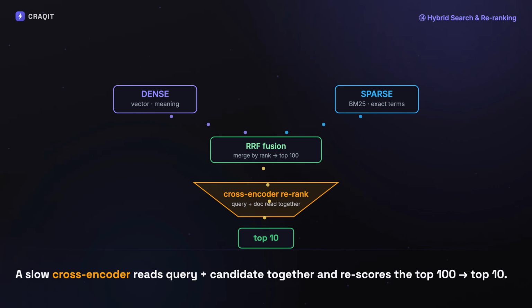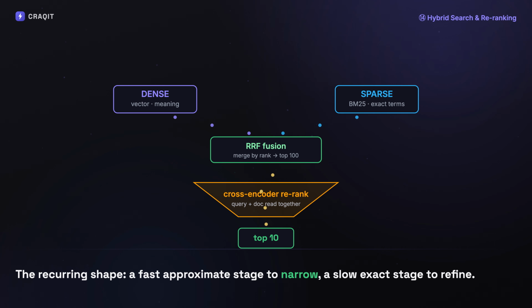Notice the recurring shape across this entire video: a fast approximate stage to narrow, then a slow exact stage to refine. Brute force re-rank after PQ. Disk reads after the RAM walk in DiskANN. A cross-encoder after the bi-encoder here. That retrieve-then-re-rank pattern is the single most important idea in production retrieval. And it's why the ANN index only has to be good enough to get the right document into the top 100, not perfect.